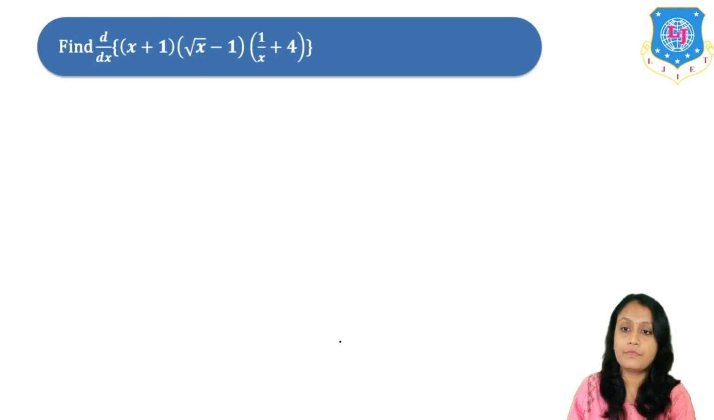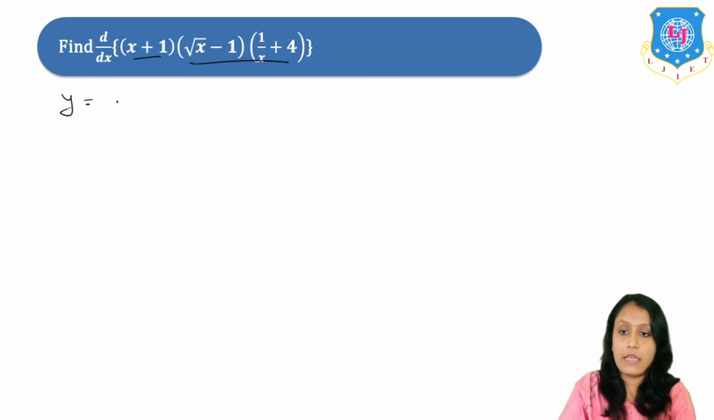Okay, now let's solve one more example. So we have to find d by dx of (x plus 1) under root (x minus 1) into 1 upon (x plus 4). Now we have three terms. Okay, so you can apply UV rule considering this as u and this as v. Okay, but we have one more method by which we can solve this example.